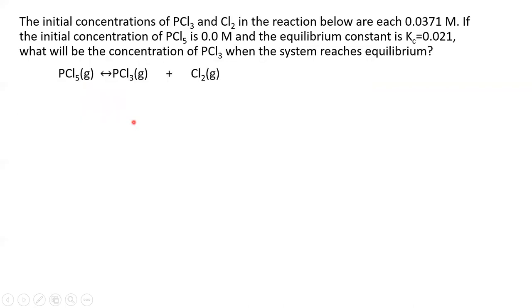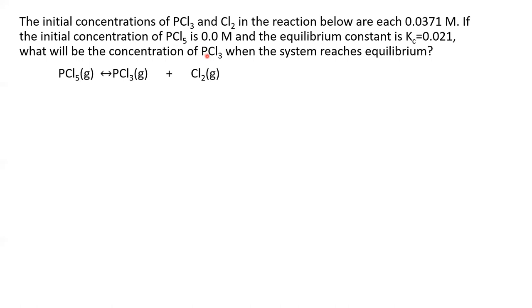All right, so now we have another one. The initial concentration of PCl3 and Cl2 are 0.0371. If the initial concentration of PCl5 is zero and K is 0.021, we want to calculate the concentration of PCl3 at equilibrium.